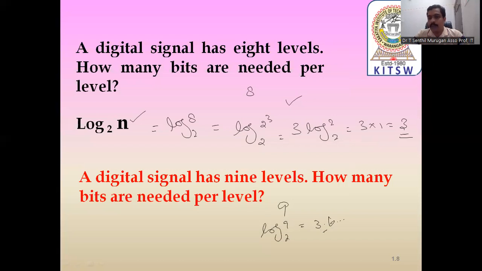So what we have to do, whenever we are getting this value, directly we will go for the next value. So 4. So how many bits are required? 4 bits are required if in case 9 levels are there. Okay.